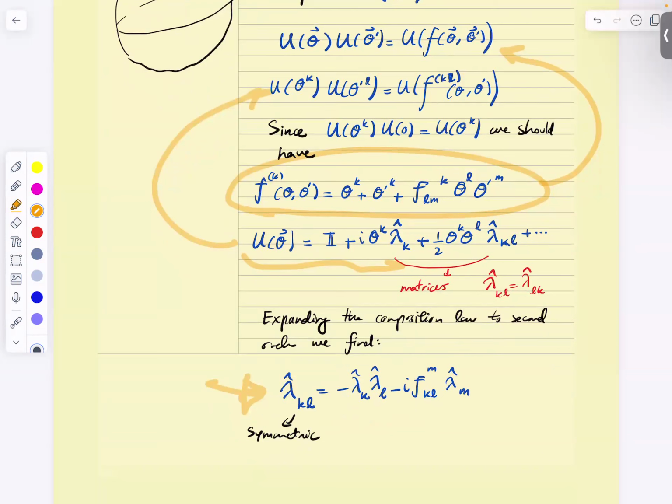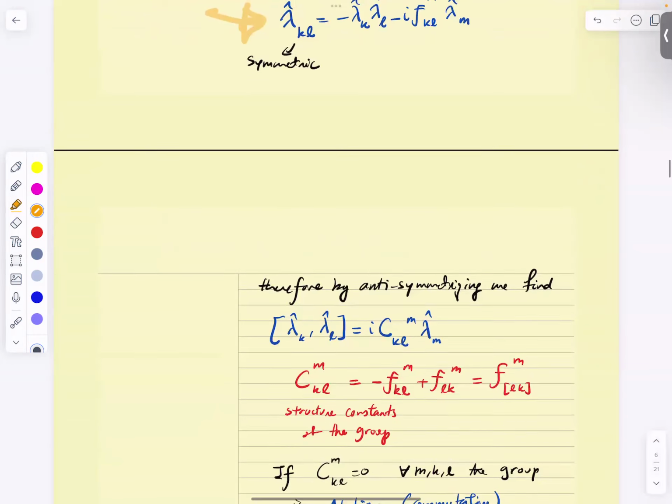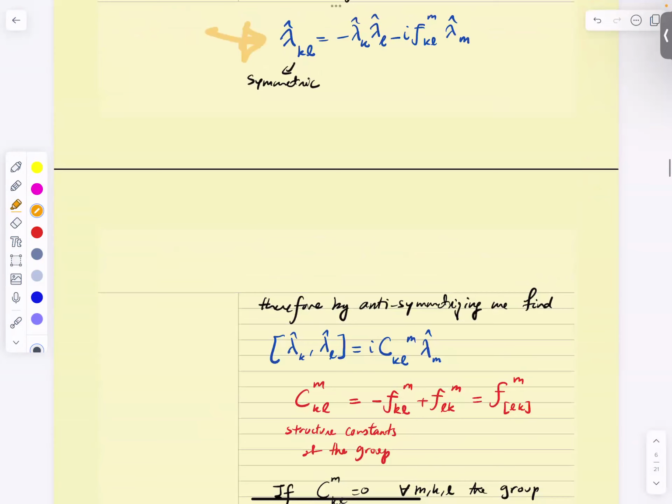So what do you learn? What do you learn immediately from this? Well, maybe you don't see it. We'll get there. All right. Well, this is what you learn immediately.